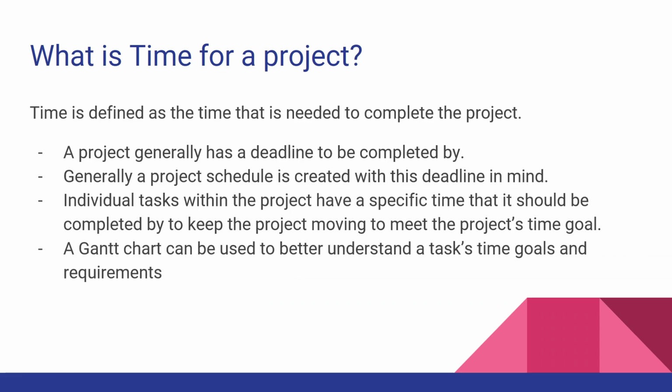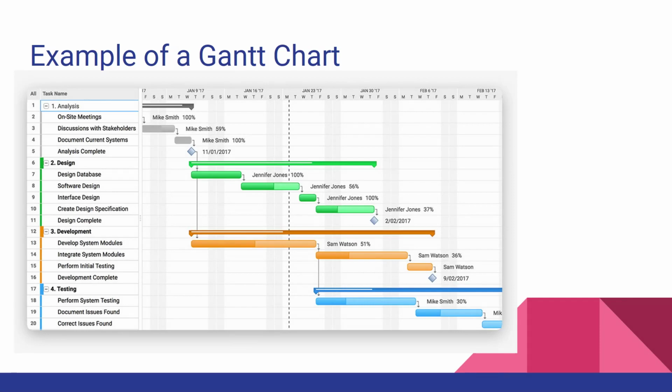A Gantt chart can be used to better understand a task's time and goal and requirements. Here's an example of what one would look like. Each task within the project has a time to be completed, as well as showing task dependencies to one another.